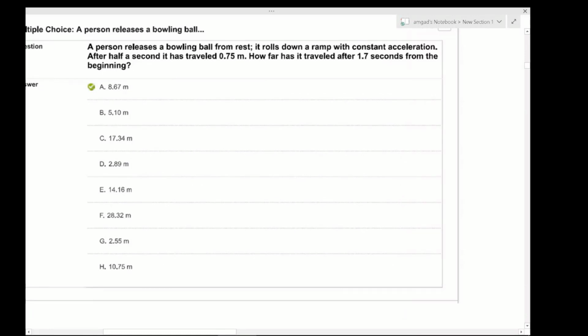A person releases a bowling ball from rest. It rolls down a ramp. So this ball starts from rest, the initial speed is 0, and rolls down a ramp with a constant acceleration. Constant acceleration, so you will need to use the 3 equations. What are the 3 equations?